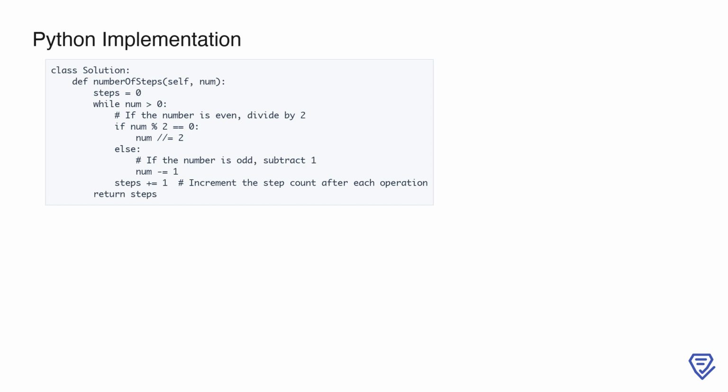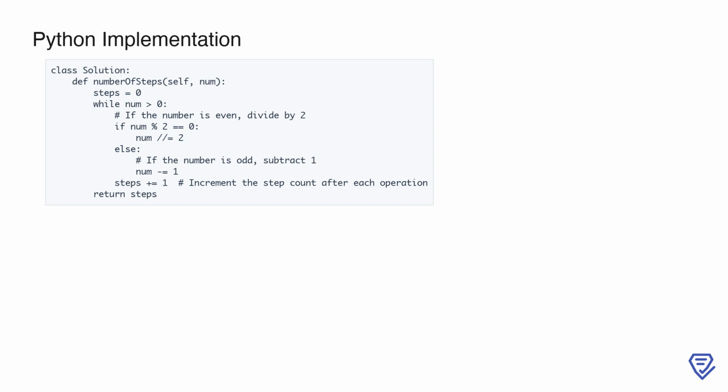3. While loop. To process the number, we use a while loop that continues as long as num > 0. This ensures that we keep performing operations until the number becomes 0. 4. Conditional logic for operations. If the number is even, num % 2 equals 0, we divide it by 2 using integer division, num //= 2. If the number is odd, we subtract 1 from it, num -= 1. 5. Increment steps. After each operation, we increment the steps counter by 1. This keeps track of how many operations have been performed. 6. Return the result. Once the loop ends, i.e., when num becomes 0, we return the steps as the final result.